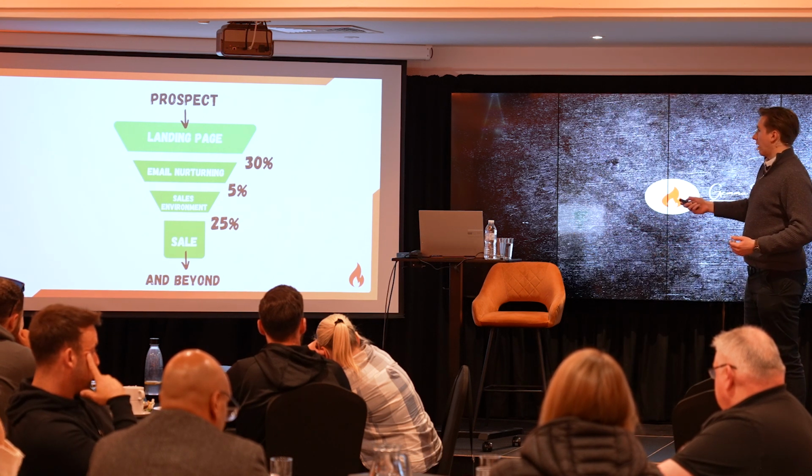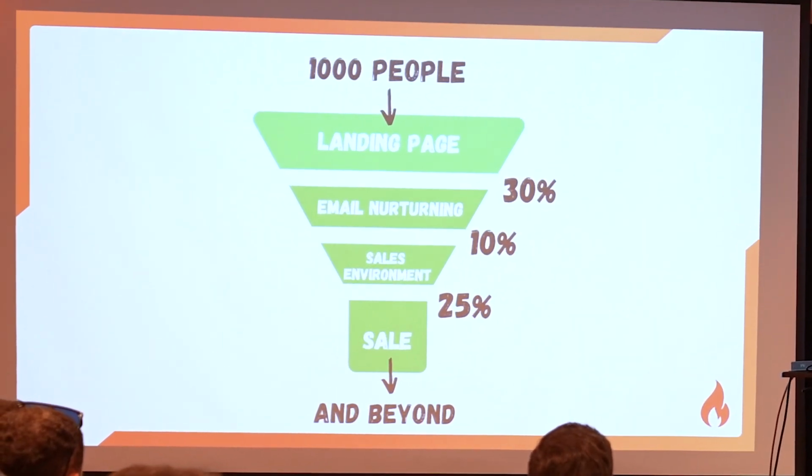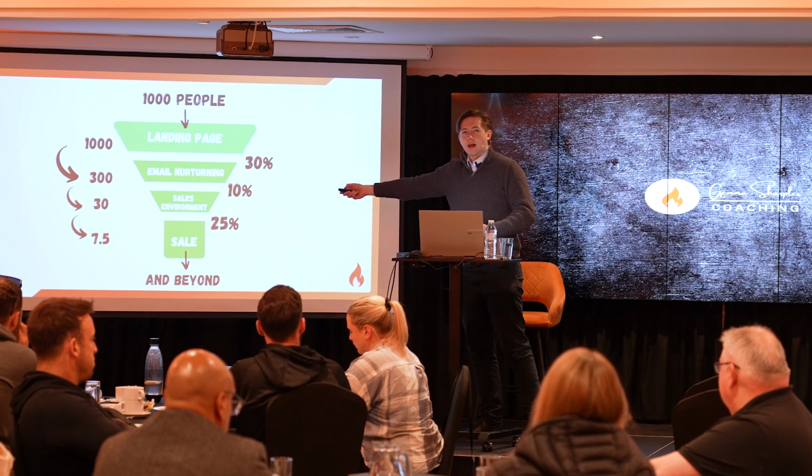So an example of that might be, say you've got 1,000 people entering your landing page, 30% of them actually sign up to your email list. So you've got 300 people captured, 300 leads captured. This might be over a 3-month period, not just in the space of a day. If you get 300 leads in a day, that'll be sound. Then from that 300, 10%, which is 30, enter your sales environment, and then from that 30, 7.5 convert into sales. So you've got 7.5. This might look pretty like, oh, it's gone from 1,000 to 7.5. That's not ideal.